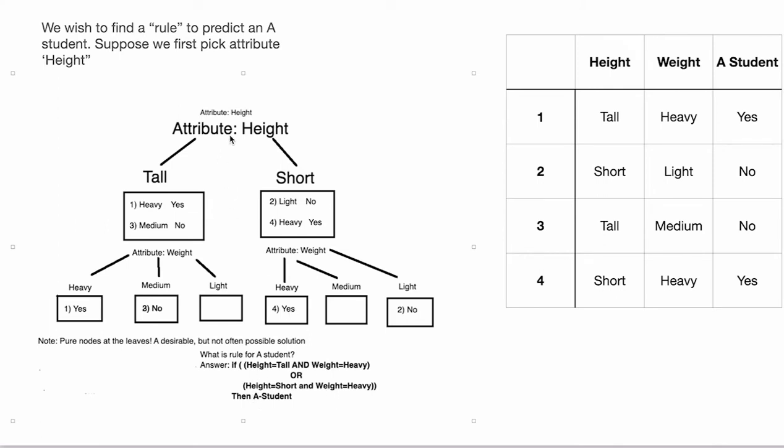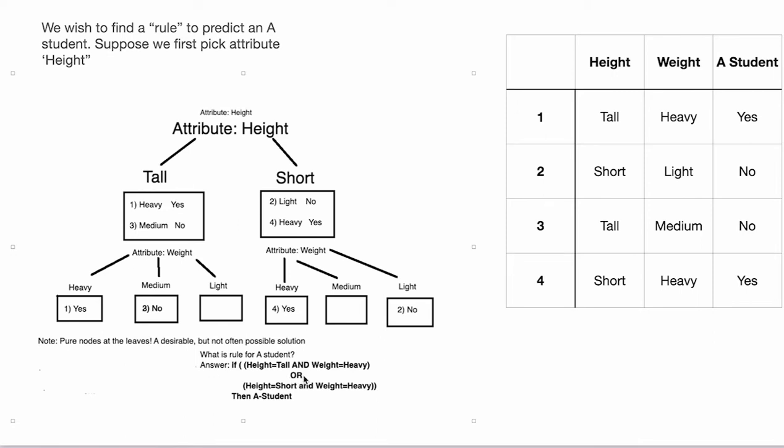So the rule for an A student is to follow it from the top of the tree all the way down to a leaf node that is a pure yes. Okay? And we have 2 ways in which to do that here. And of course, to make that into one big rule, we say it's either this path or it is this path. That's why we have this logical connector over here, or.